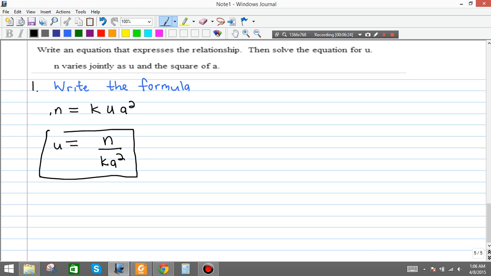To get u by itself, you divide by k and a squared. Hope it helps.